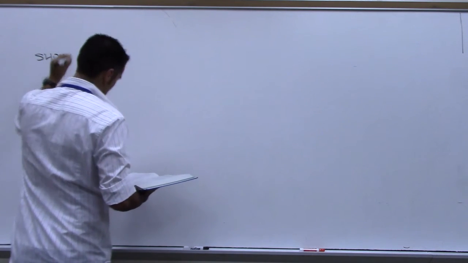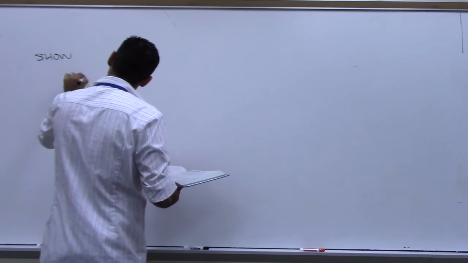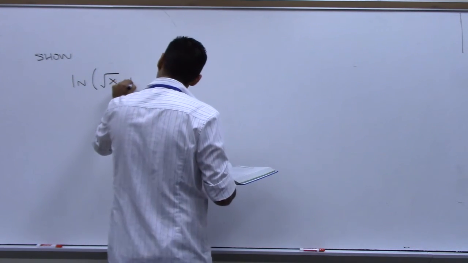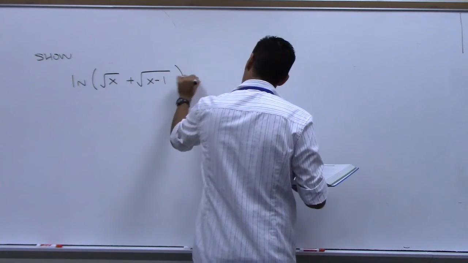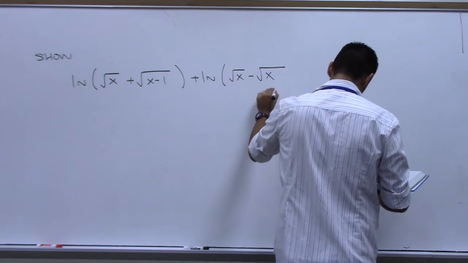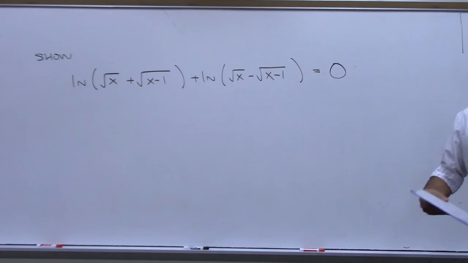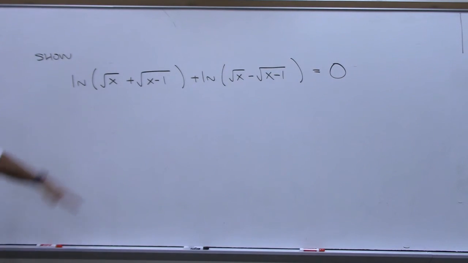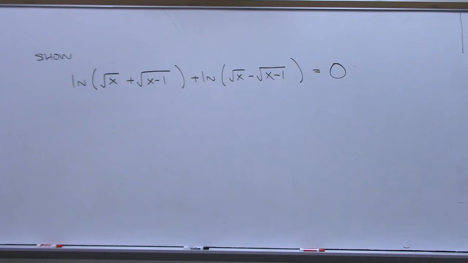Show that the natural log of the square root of x plus the square root of x minus 1, plus the natural log of the square root of x minus the square root of x minus 1, equals 0. You just need to show that this left side is actually equal to 0. You're welcome to do it.